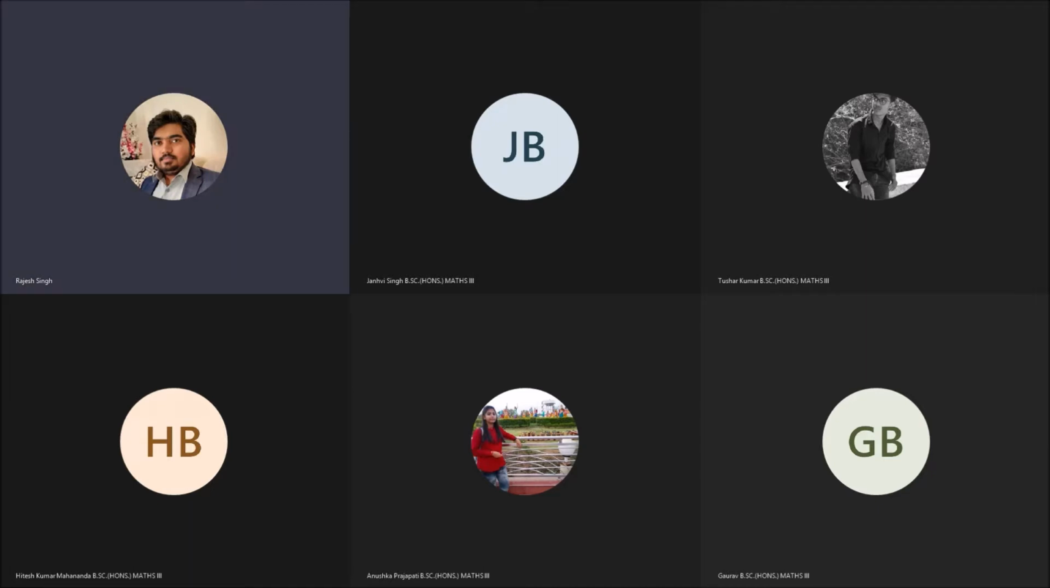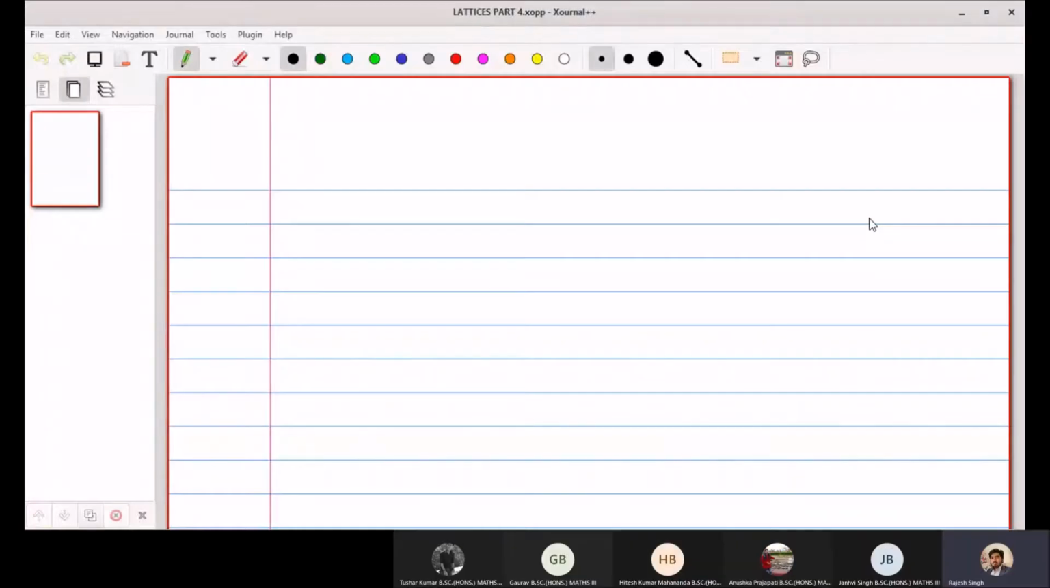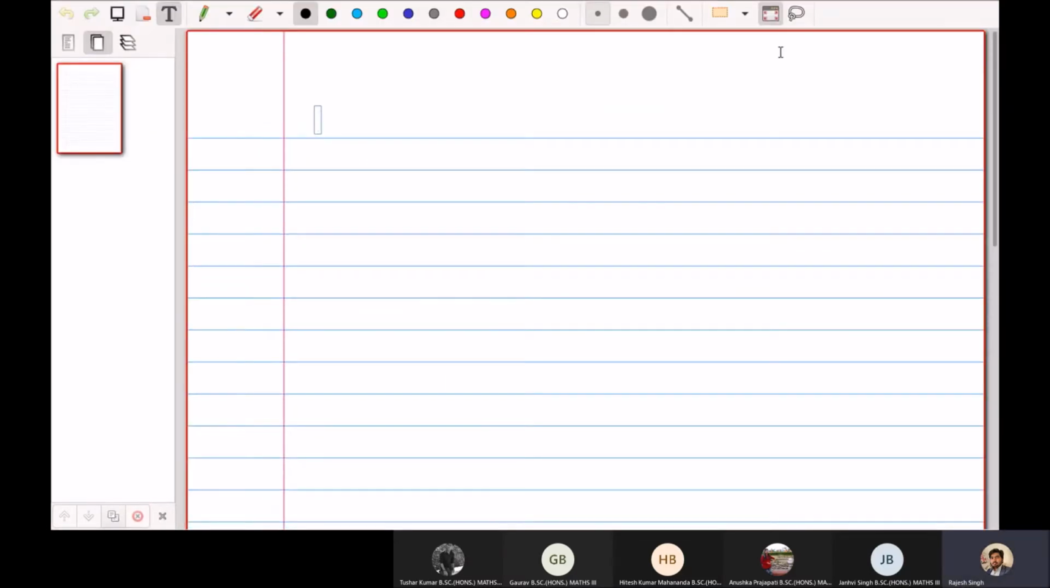So today we are going to do lattices. We are going to define lattices again, but this time as an algebraic structure. Is this whiteboard visible to everyone? Yes, sir. Okay, fine.